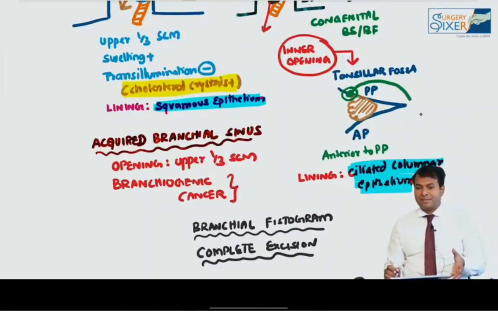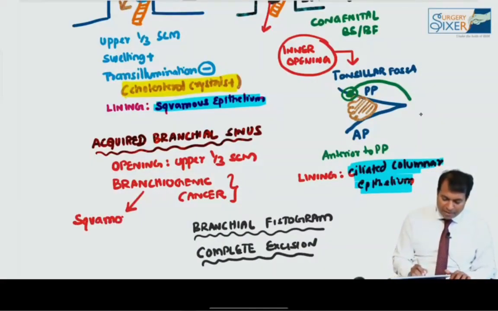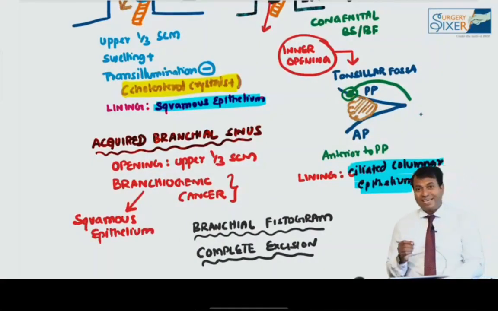Branchiogenic cancer can happen from the remnants, and this type of cancer will have squamous epithelium. Please don't forget, the branchiogenic cancer will have squamous epithelium.